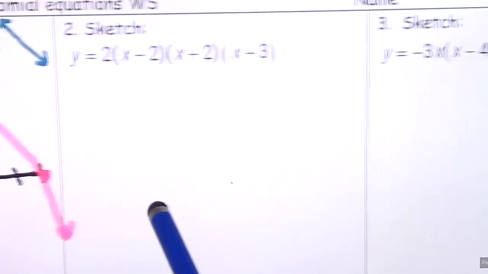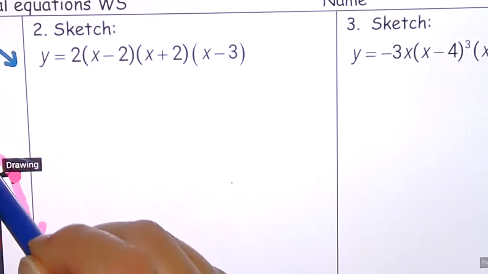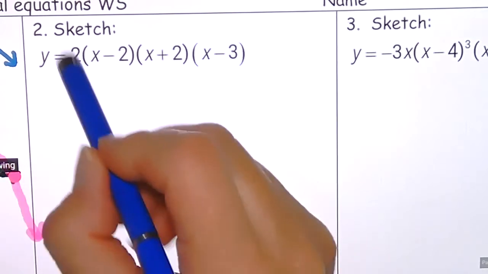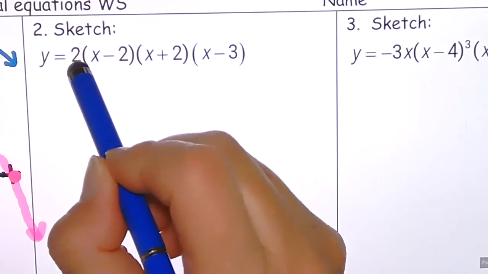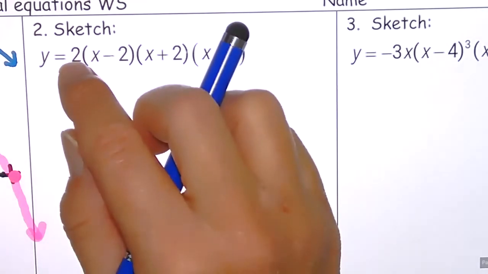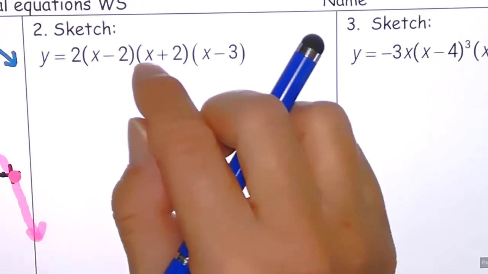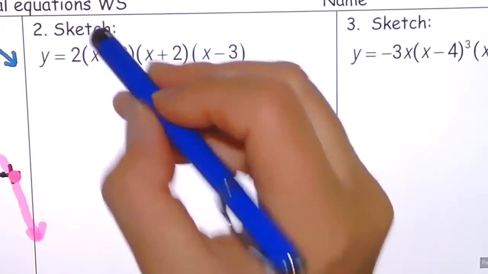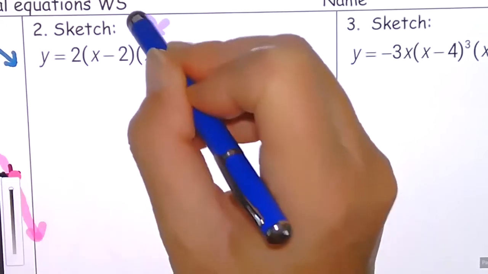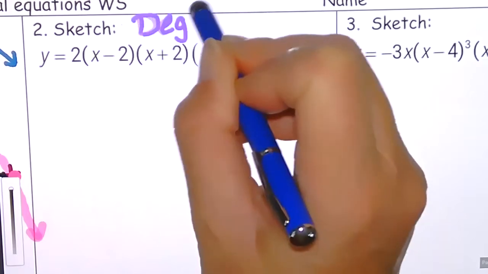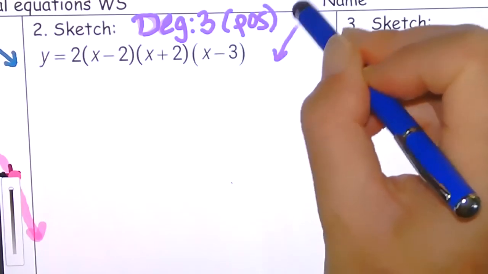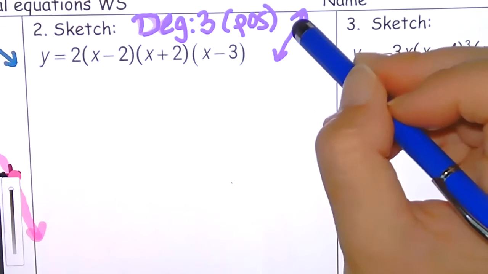Next one. Again, nice factored form makes it easier for us. So for this, this 2 is a factor, but there's no x to a power here. Anytime it's a number, it's degree 0. So this is degree 0. This is degree 1, degree 1, degree 1. So this is going to be degree 3. This degree 3 is positive, so it's going to be like a positive, increasing line. Start below and end above.